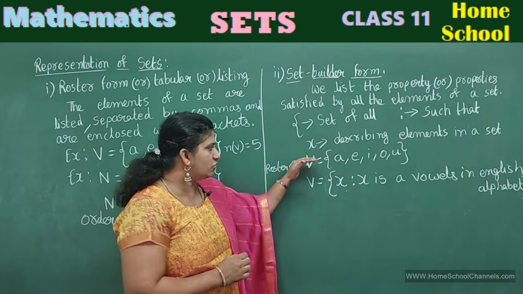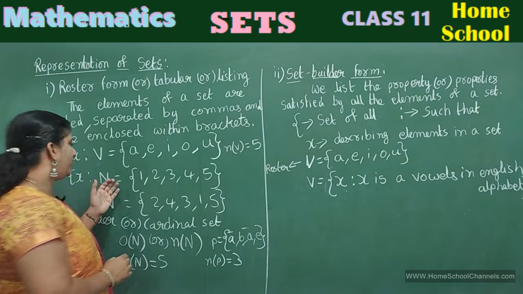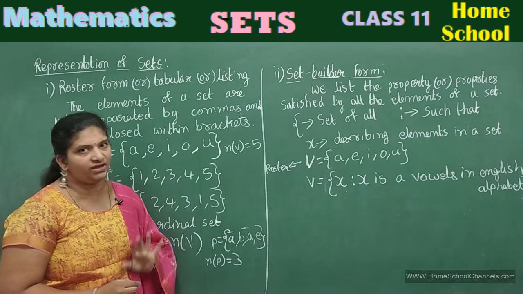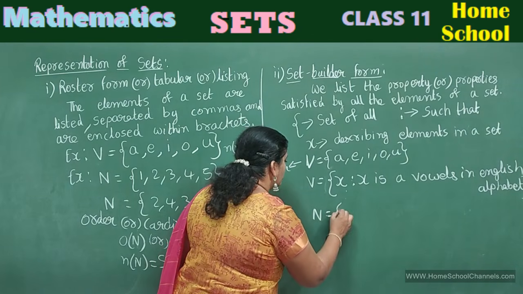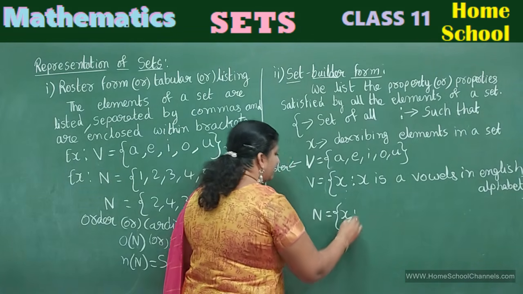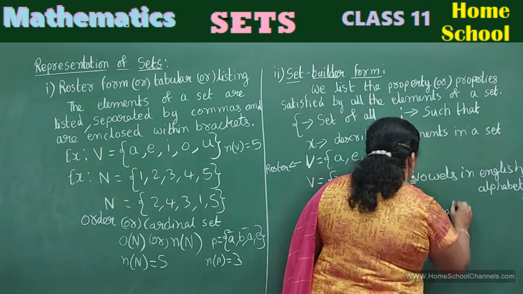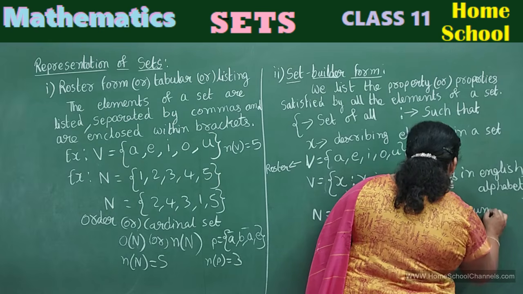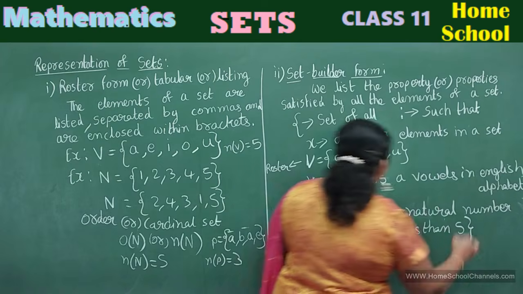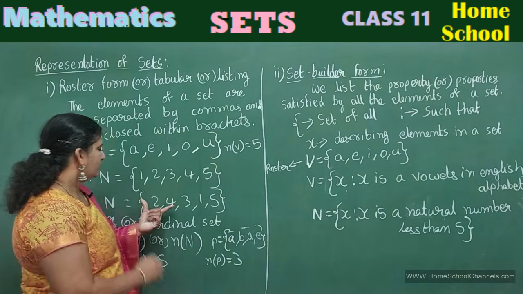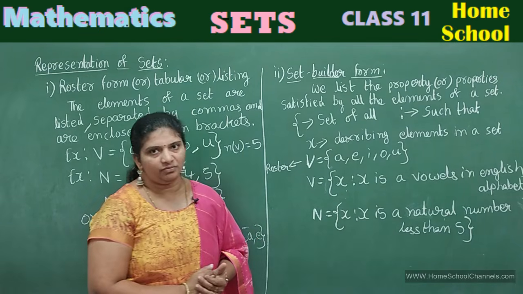See here, this is roster form and this is set builder form. Let me take another example. What we have taken here, natural numbers less than 5. That also we take N is equal to {x such that x is a natural number less than 5}. Yes, close the bracket. See here, this is roster form and this one is set builder form.